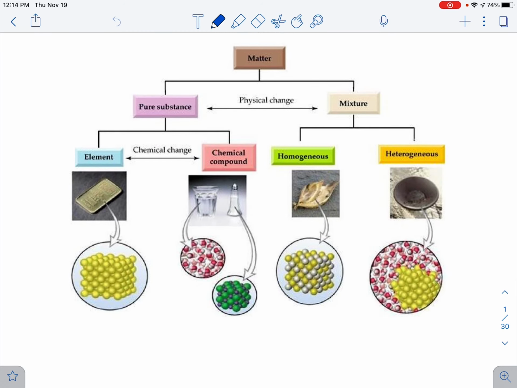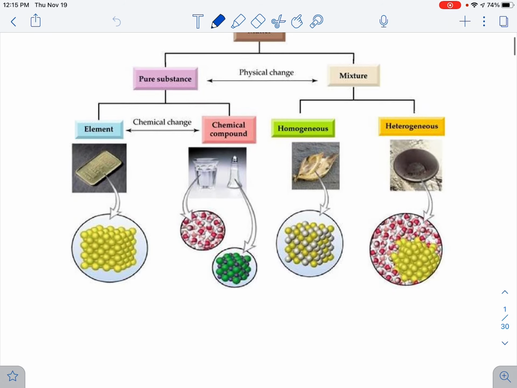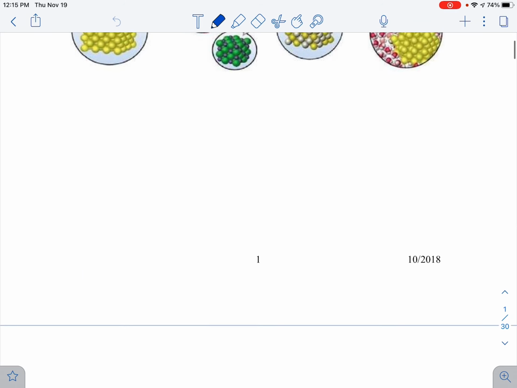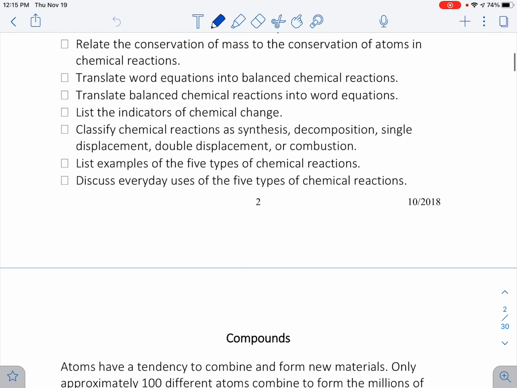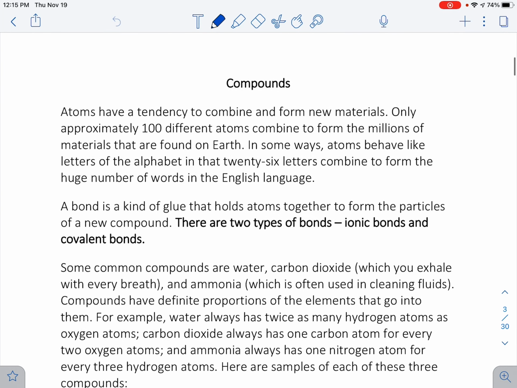Homogeneous mixtures and heterogeneous mixtures, these are things that we can separate with just mechanical action, but it's the chemicals that really make chemistry interesting. Alright, so these are all types of things that we need to learn today, but let's get into it.